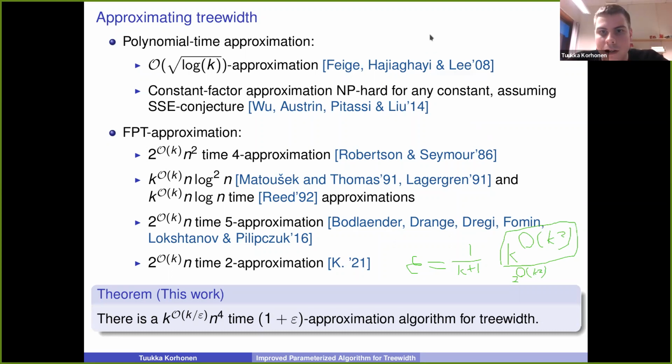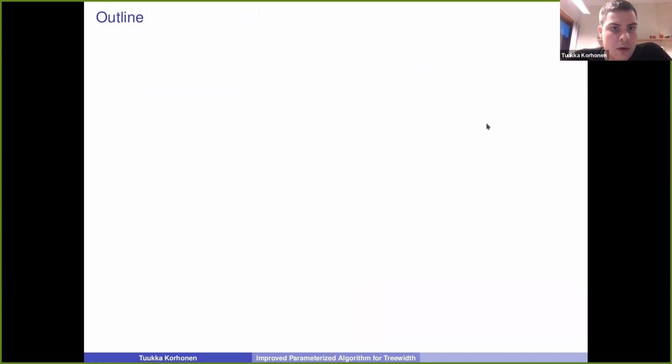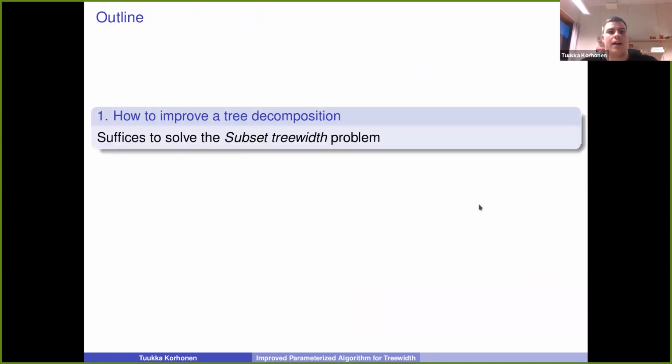Yeah, so I'll continue to talk about what's actually happening in these algorithms. So the outline of the talk and the algorithm is that there are basically two parts in this result. The first part is more conceptual, and the second part is maybe more technical.